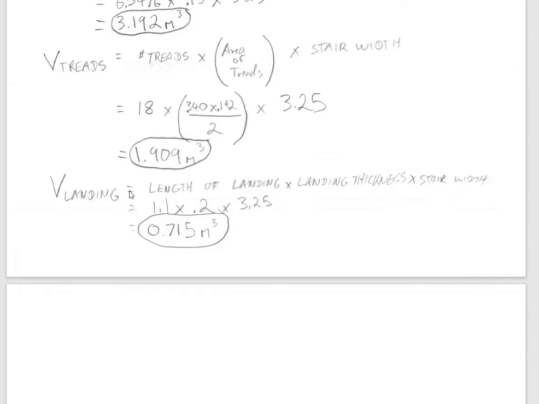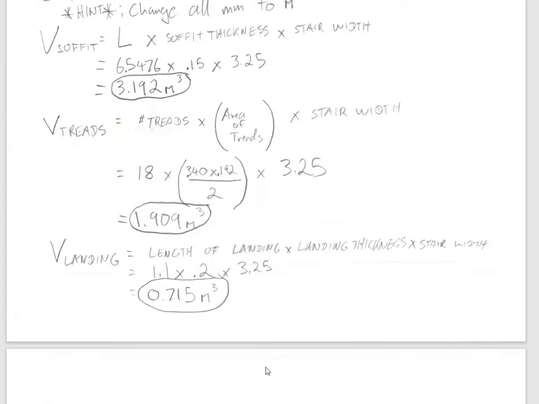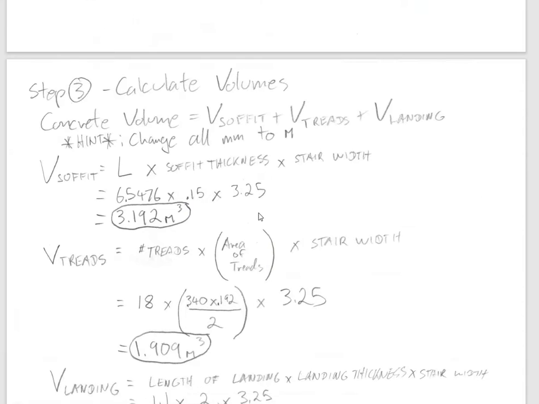And a final calculation, very straightforward. The volume of the landing will be the length of the landing times the landing thickness multiplied by the width of the whole set of stairs. And we get this number here. You can put these 3 together if you like and give yourself a total volume. But that's the gist of calculating volume and dimensions on a stair.